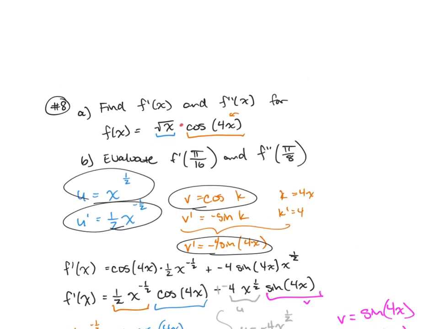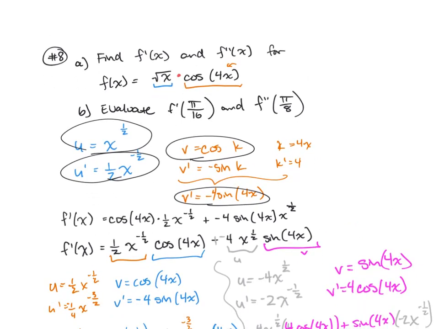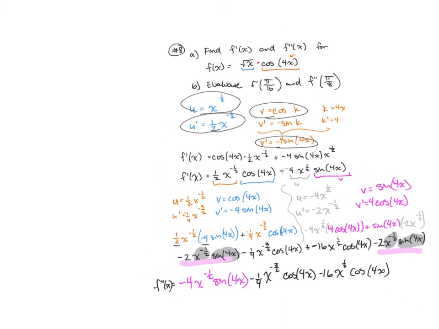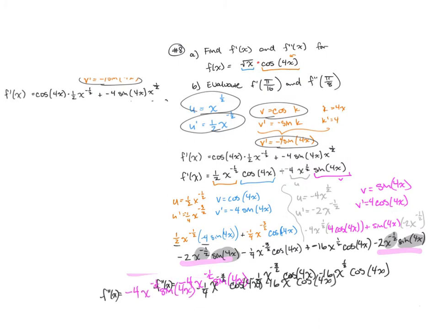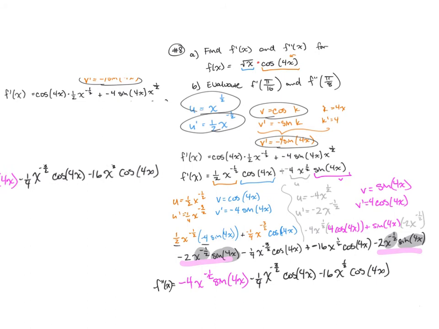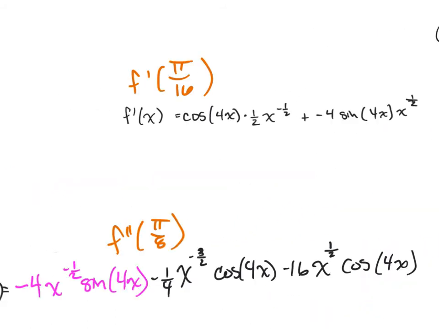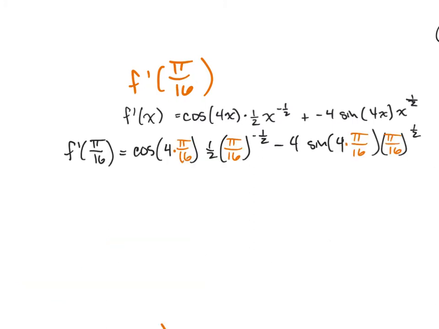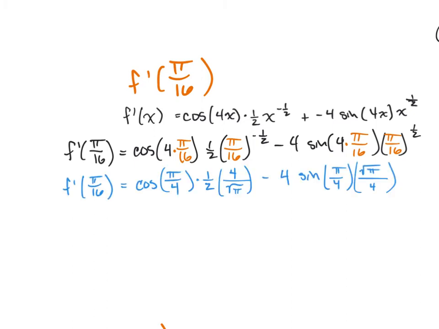Last thing that we need to do, if we go all the way back up here, is we're supposed to evaluate f prime of pi over 16 and f double prime of pi over 8. So what I'm going to do is I'm going to give myself a copy here of my f prime and a copy here of my f double prime. And then we will evaluate. Okay, f single prime, so the first derivative of pi over 16, we're just going to plug it in. Like that. And then, just simplify it a little bit.